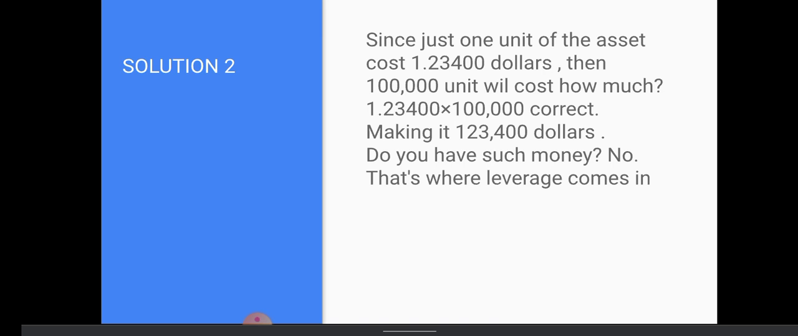So let's look at what we have here. Since just one unit of that asset costs $1.23400, then 100,000 units will cost how much? It will cost you 1.23400 times 100,000. So when you multiply that, you get $123,400. So that's the amount required for you to be able to enter that trade.